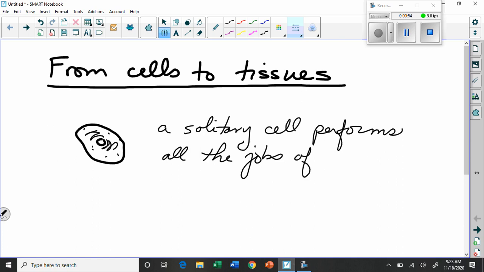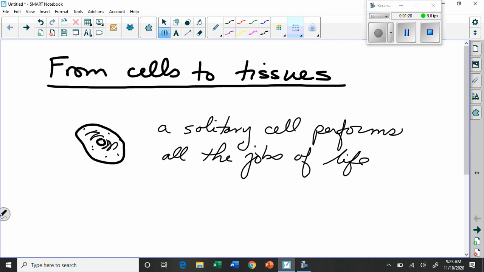So it has to find its own food, it has to process it, it has to eliminate its own waste, it has to find its own way to get oxygen if it uses oxygen. Some cells don't. They use other things, but whatever they use, they got to find it. And it has to defend itself, it has to protect itself, it has to find a way to reproduce itself. All of these things are very important jobs for staying alive. And the cell has to do them all.